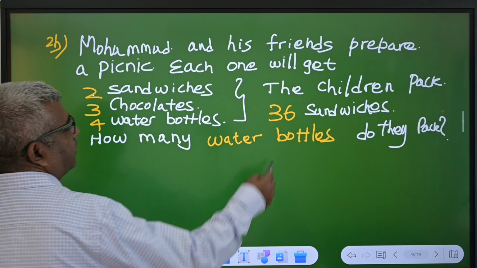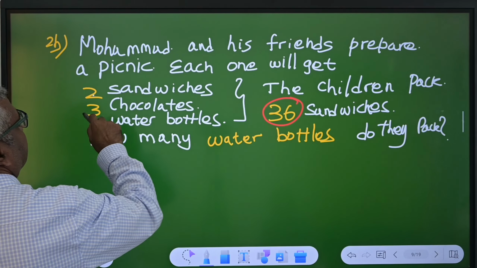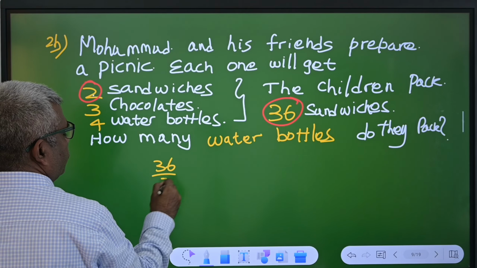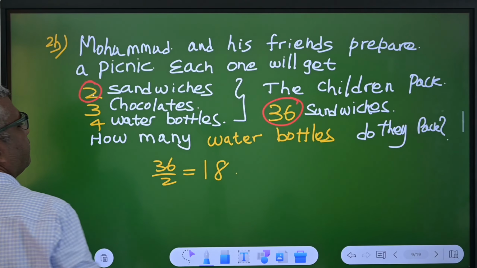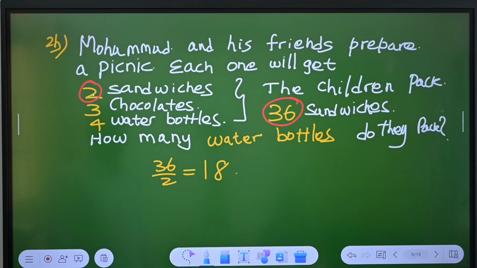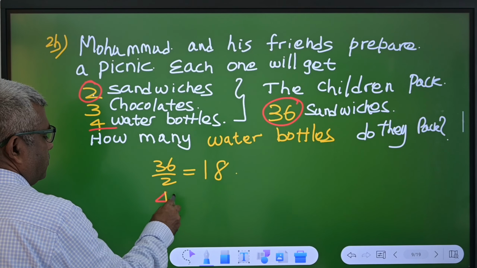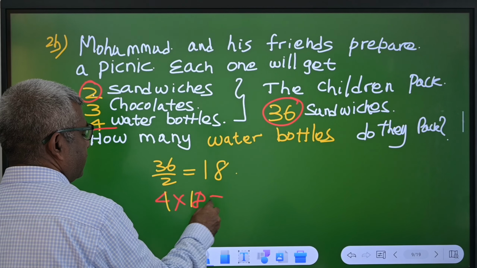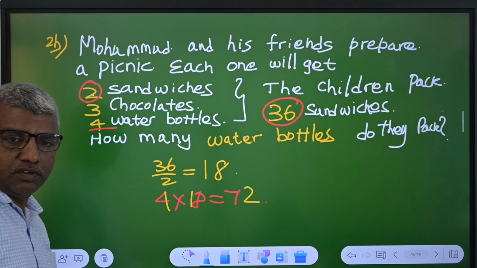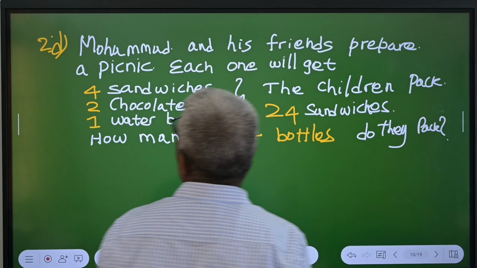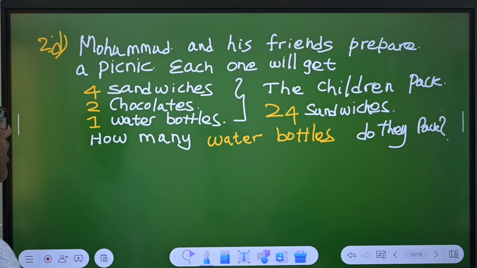Okay, this one 36 sandwiches, 2 sandwiches. So 36 divided by 2, number of children is 18. How many water bottles do they pack? Can you tell me? 4 into 18, 72. Clear? Come for question 2D and 2E. Tell me.